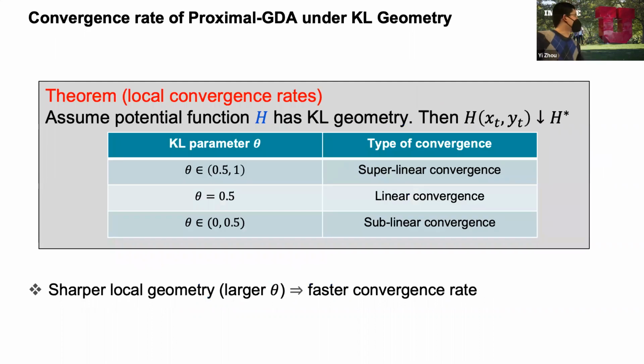And moreover, in different regions of the geometry parameters, we can establish different types of local convergence of the algorithm. Basically, if the local geometry is flat, the convergence is relatively slow, with a sublinear convergence. If theta is relatively large, the algorithm can converge at a superlinear rate.